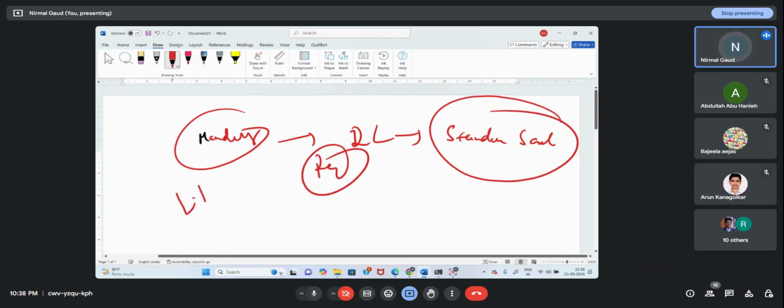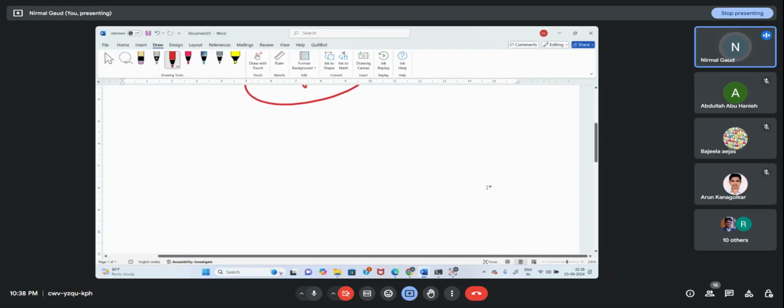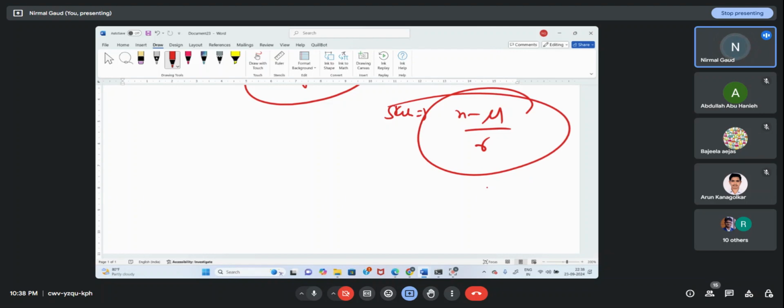Just like in linear regression you applied log transformation, similarly for deep learning you have to use standard scaler to scale the data, because you may have some values which are high and some values which are low. You have to scale them, and the formula for standard scaler is x minus mu upon sigma. This is the formula for standard scaler. It's kind of like normalization, a scaled transformation.